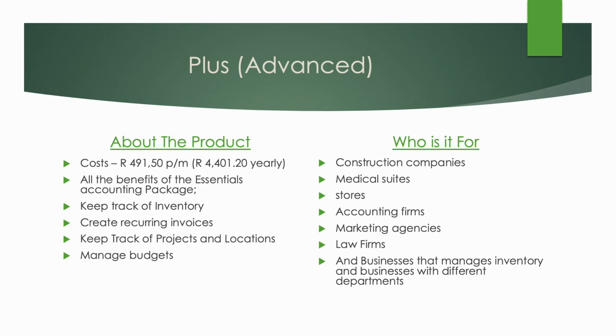Last but not least, we have the Plus, which is for advanced users. This will cost you 490 rand 50 cents per month, or 4,401 rand 20 cents per annum. Once again, 015 will sort you out with a good deal on this one. All the benefits of the essential accounting package. You can track your inventory. So for those who deal with inventory, you can literally keep track of your inventory, the cost of the inventory, how much you've got left, the movement of the inventory.